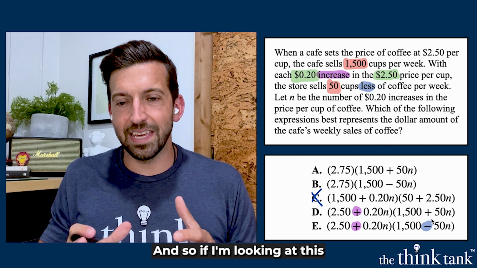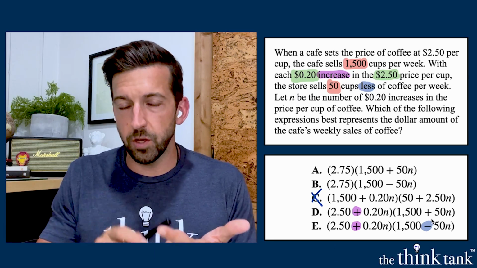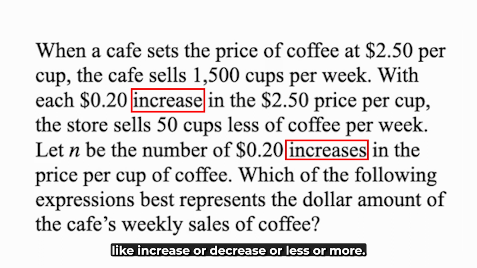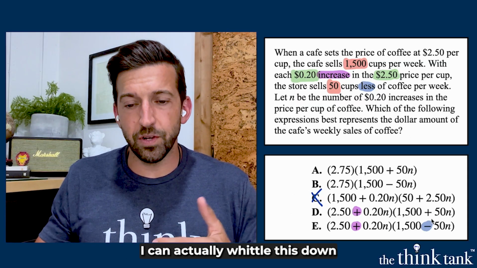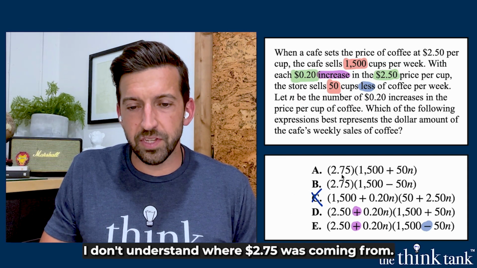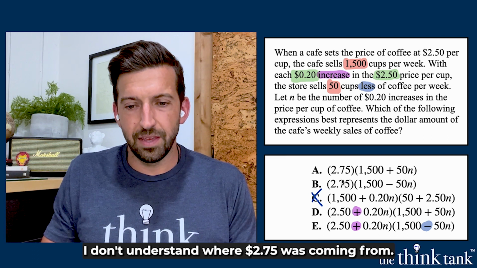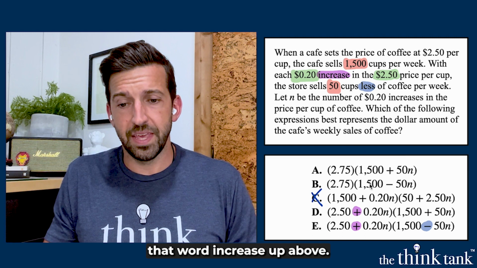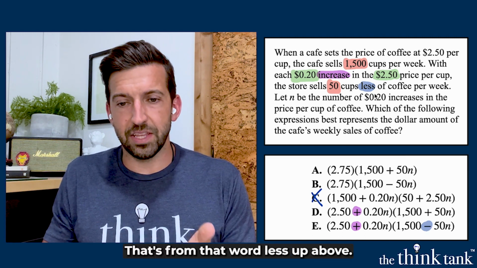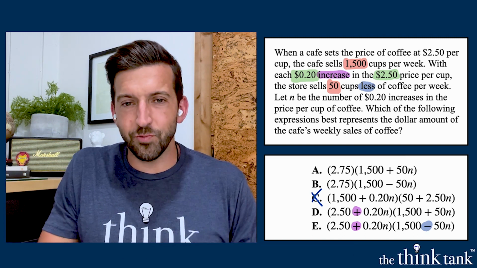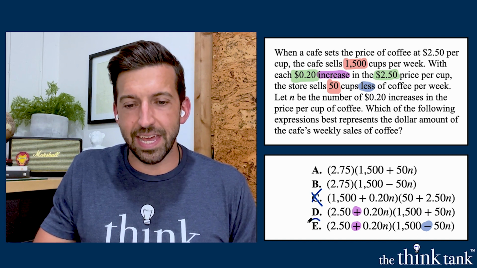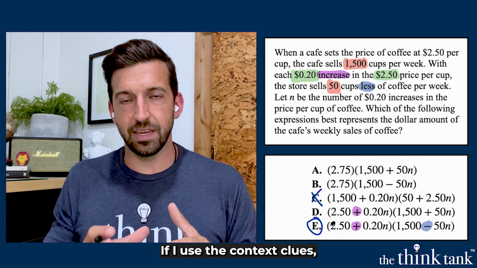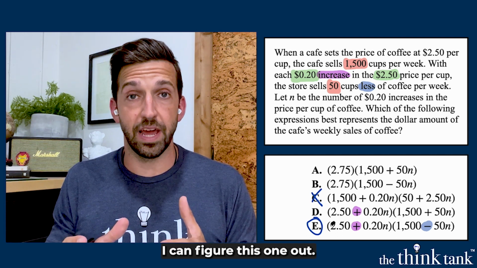And so if I'm looking at this from the standpoint of grouping all the units together that make sense, and I'm watching for keywords like increase or decrease or less or more, I can actually whittle this down. I don't understand where 275 was coming from. I could see where the addition is coming from, that word increase up above. And I can see where the subtraction is coming from, that word less up above. It's really looking an awful lot like E is my answer, even if I couldn't have set this up on my own. If I use the context clues and common sense, I can figure this one out.